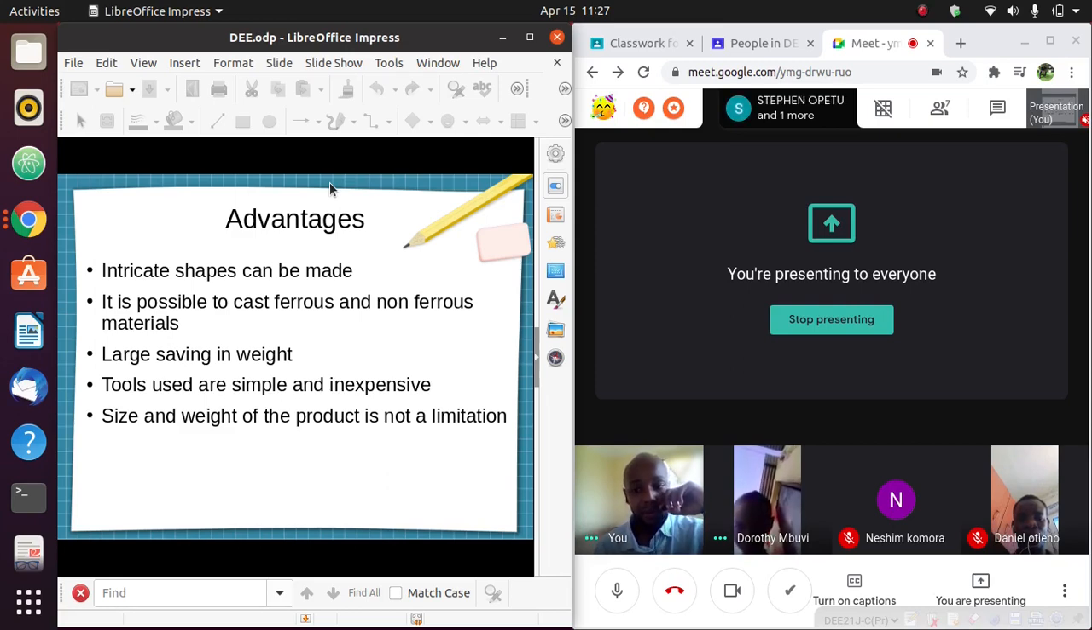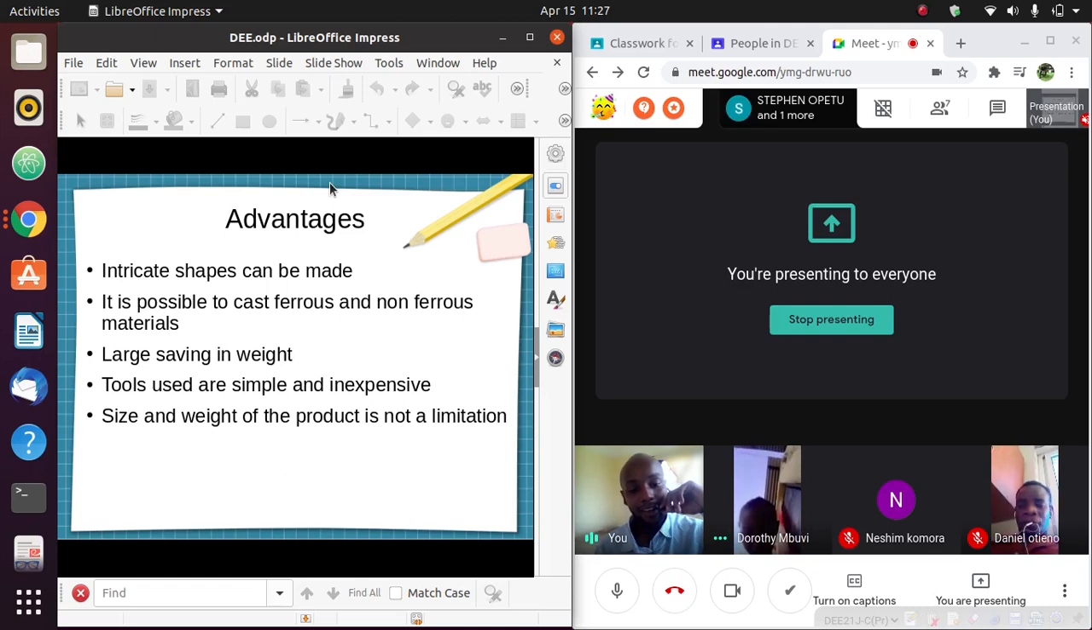Now, the tools ambazo tumeona hapo are very inexpensive. They are very common tools. A shovel. Kuna ile box. You can even have wooden boxes ama cast iron boxes. They are not expensive. So the tools they use are very cheap and they are very simple.